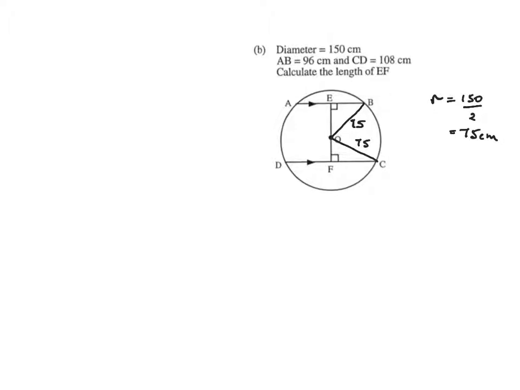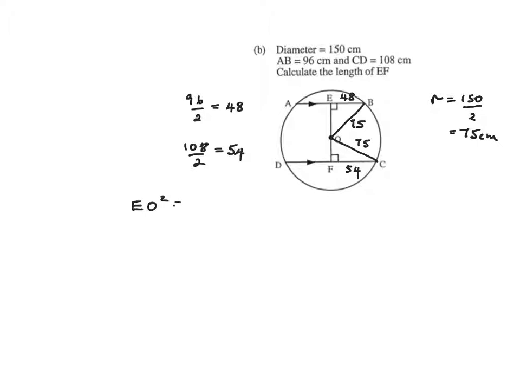AB is 96, half of 96 is 48. So this line here is 48 centimetres, and 1/2 of 108 is 54. So this line here is 54. Let me just use Pythagoras then on 2 twice.